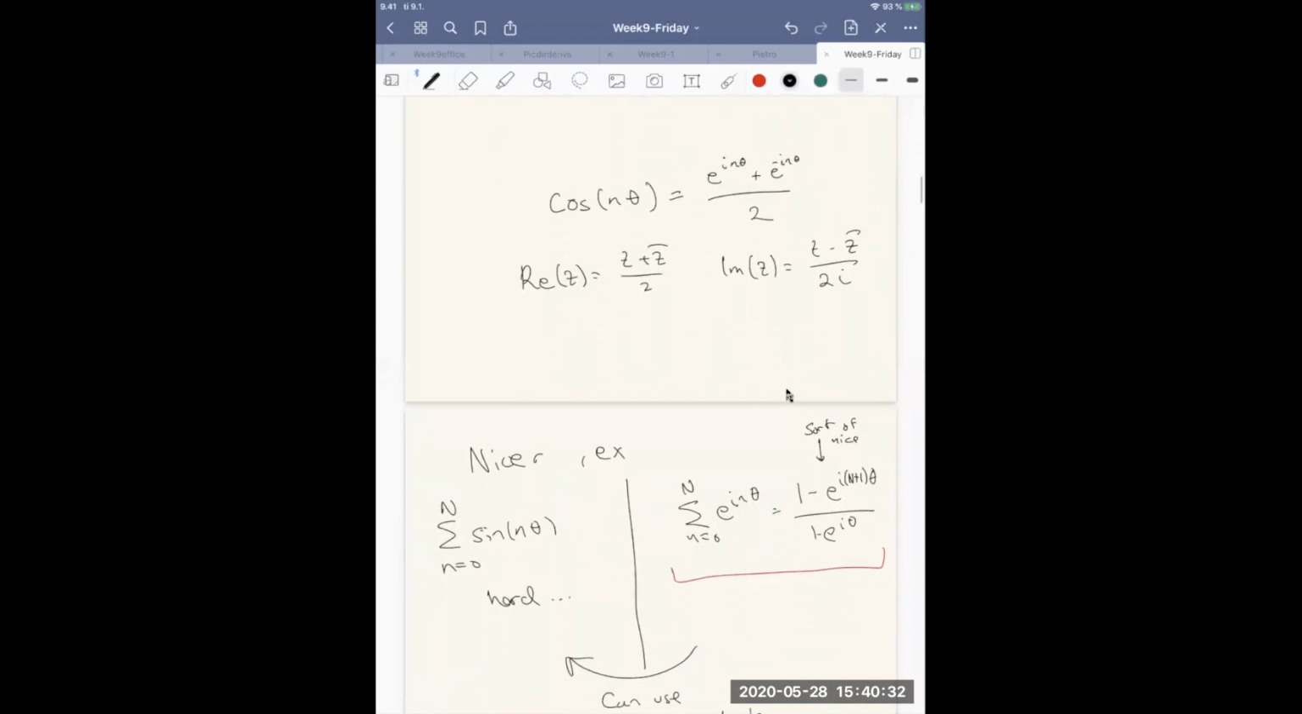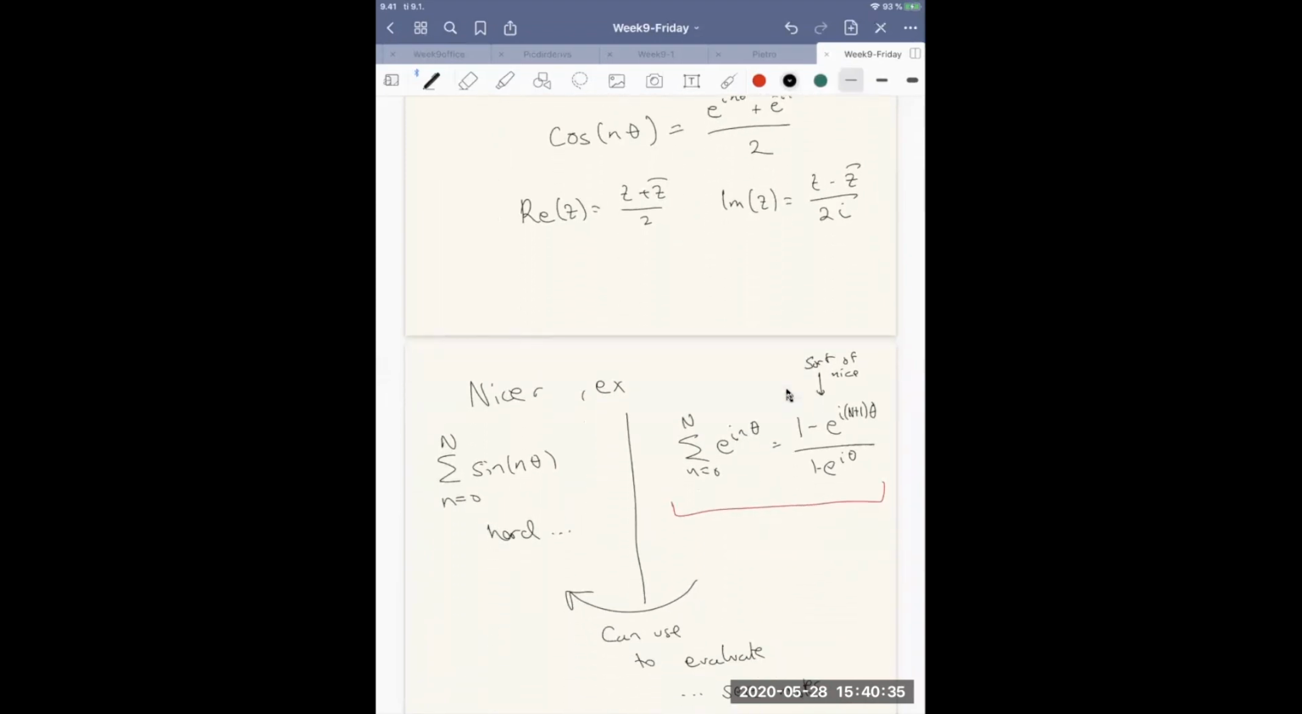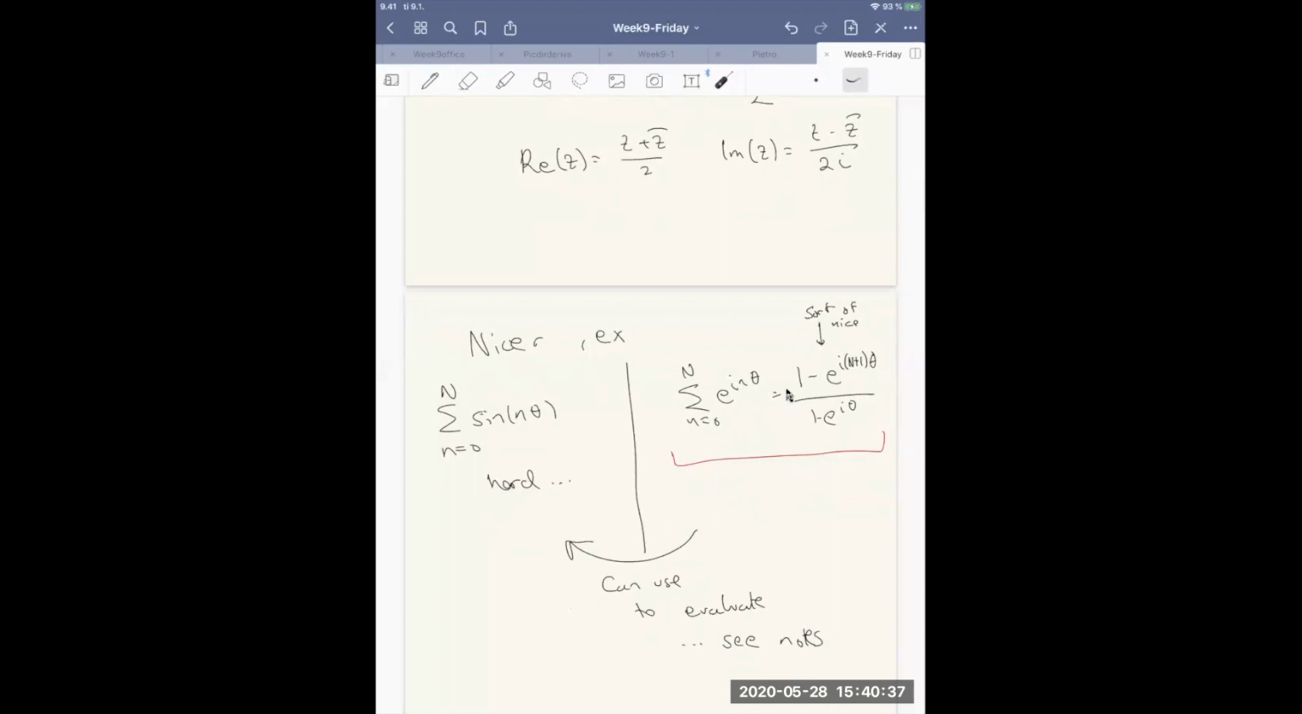So I want to give one example. This is worked out in more detail in the notes. But if you want to evaluate the sum of the first n sine k thetas, there's really no easy way of doing this. If you are very good with your trig identities, then you can do it. But contrast that to summing e to the I k theta. This can be done considerably easier.